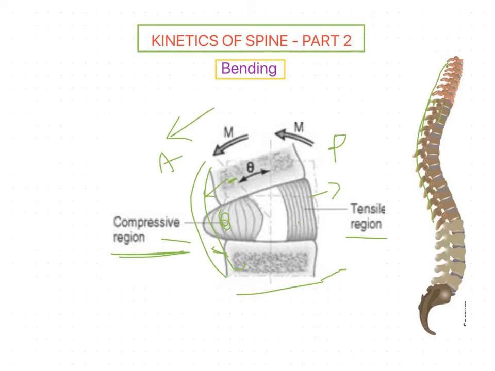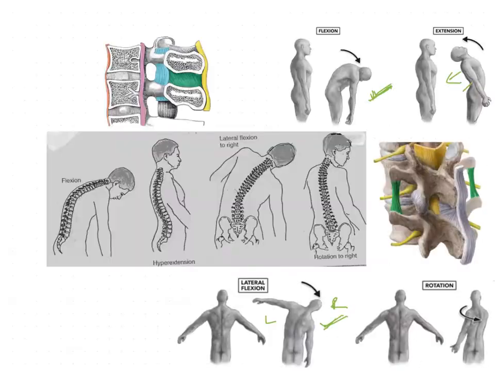If you want to see the structures clearly, you can find them here. These are the posterior structures. These are the supraspinous ligament, the interspinous ligament, the zygapophyseal joint, and the zygapophyseal joint capsules. These are the structures which resist forward flexion and help in providing stability during flexion. So this is the forward flexion.